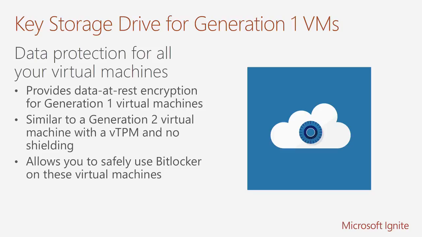So what that means is if someone gets access to the hard drive and tries to do an offline attack, it should be encrypted. We don't need to protect the runtime. And so to address that need, we have this technology called the key storage drive, which provides you a secure way to store BitLocker keys for a Generation 1 virtual machine. It's not as secure as a Generation 2 virtual machine with a virtual TPM, but it does allow people to meet the requirements.